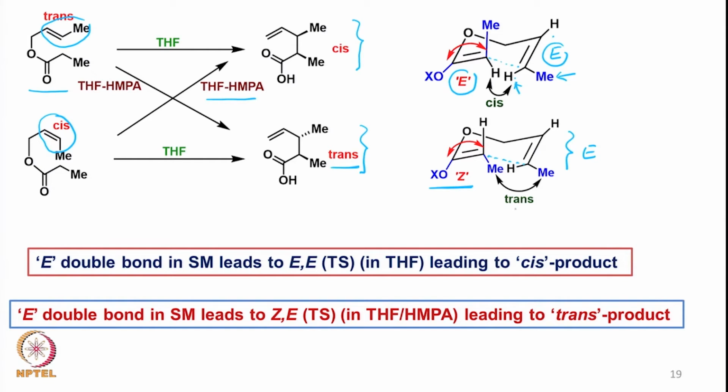Therefore, in the transition state, as you can see, the trans product is formed here. It is going to be a cis kind of orientation of the two methyl groups. So, that is how it leads to the formation of the cis products here and the trans products here. That is what we are basically trying to refer to.